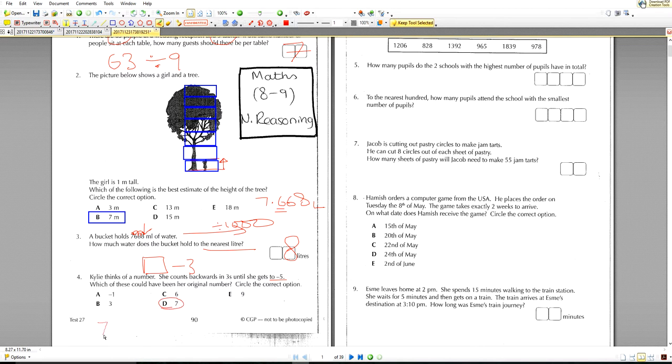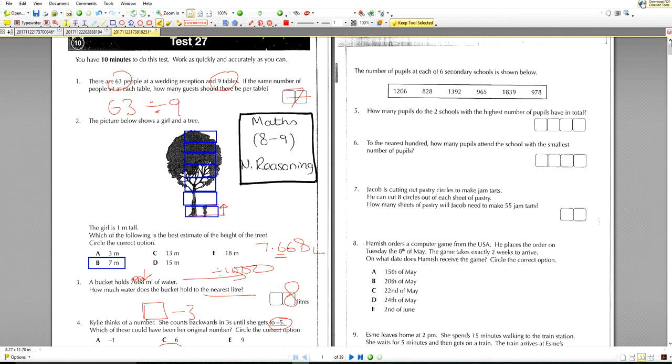Because if you start with 7 and you minus 3, that'll give you 4. And then you minus another 3, so 4 minus 3 is 1. And then 1, you minus another 3, that will give you -2. Then you minus another 3, and that will give you -5, which is correct. Okay, let's move on to question number 5 now.